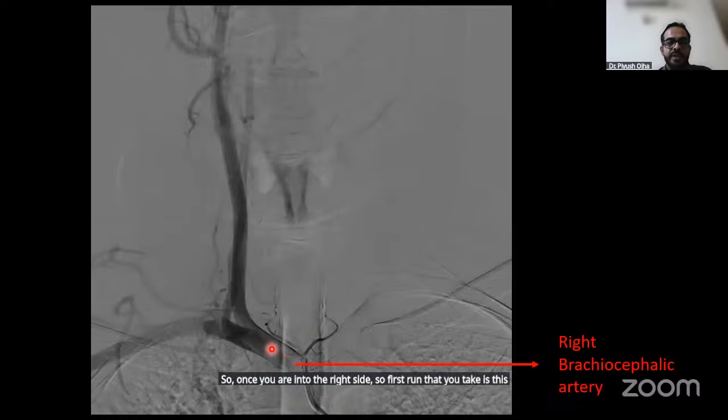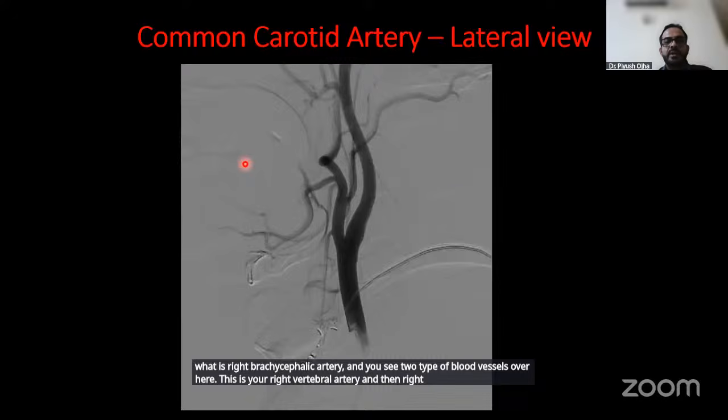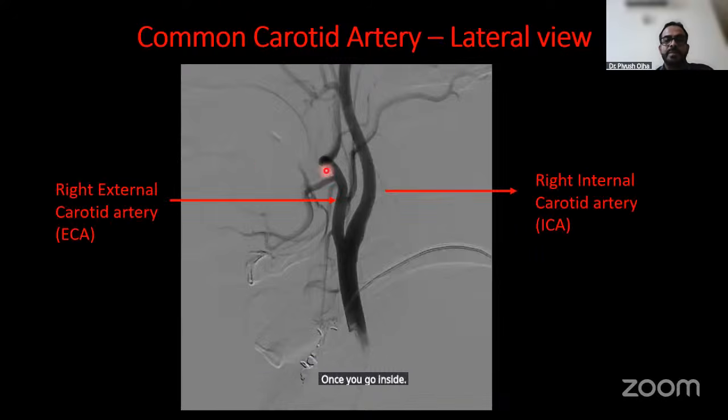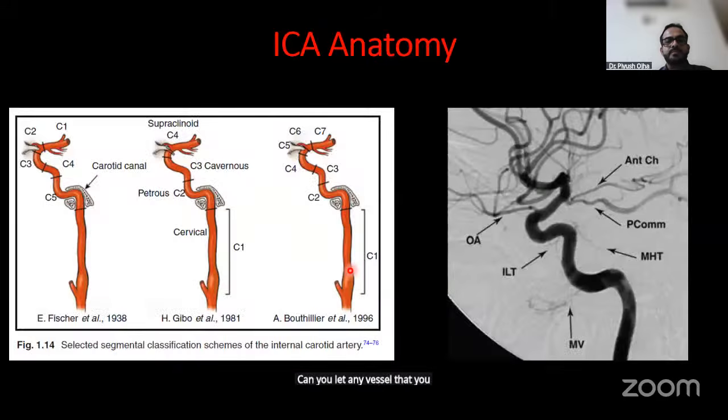So once you are into the right side, the first run that you take is this, which is the right brachiocephalic artery, and you see two types of blood vessels over here. This is your right vertebral artery and then the right common carotid artery. Once you go inside, it is always better that you take a lateral run. Depending on whether it is not visualized on lateral, you can take obliques or lateral, and then you can see your right internal carotid artery and the right external carotid artery. And then you can use your wire and catheter to cannulate any vessel that you want to study.